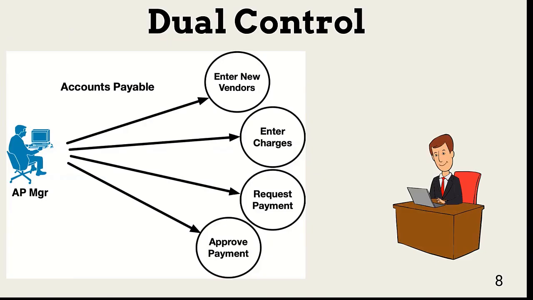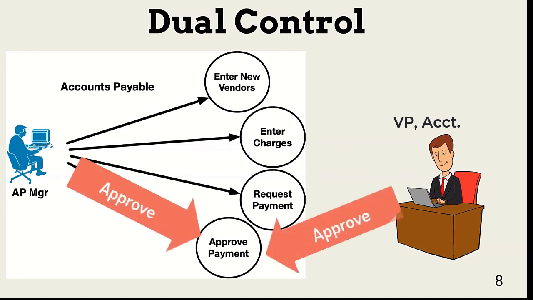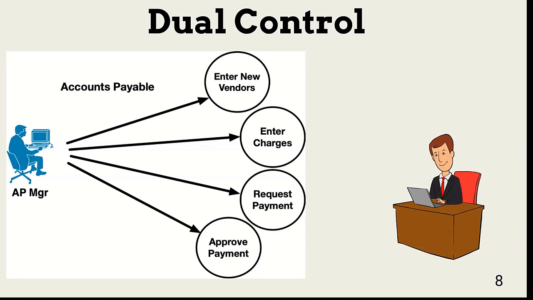With dual control, it takes two people to perform a required task. In this example, the AP manager and the VP of accounting have to approve a payment. Notice that this is different than separation of duties, which requires more than one person to perform all the tasks. Dual control requires that a single task requires at least two people to perform it.